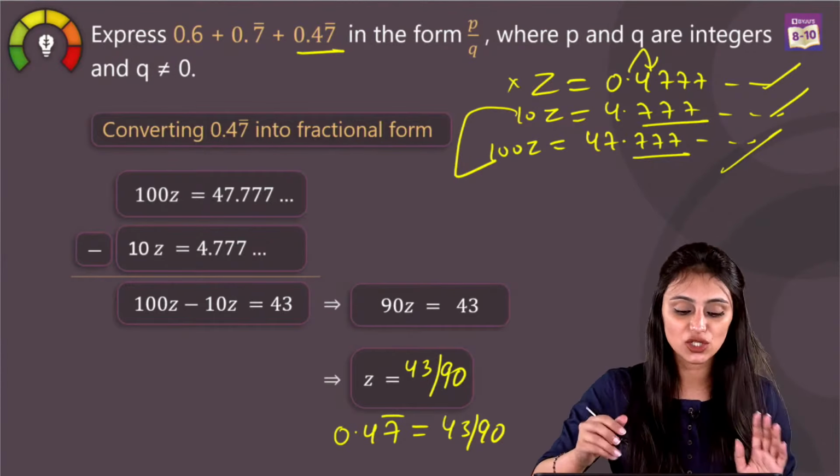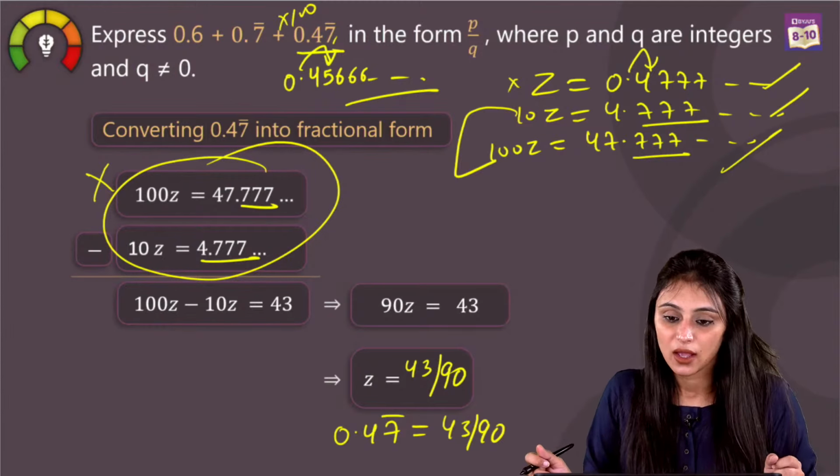Pushpanjali ma'am, why multiply by 10 in this question? I don't understand. See, we multiplied by 10, you can multiply by 100 also. Why did I multiply by 10 here? Because 7 was the repeating digit. So we have 4.777. Just to make the calculation simpler so that the recurring digits are together, I multiplied this by 100. So we had these two equations over here, right?